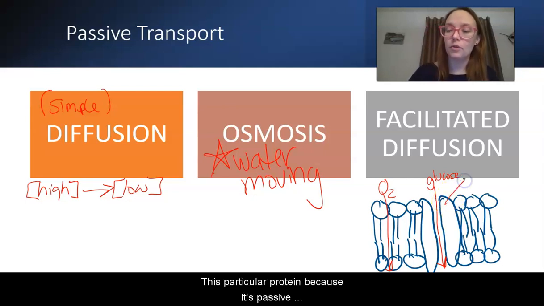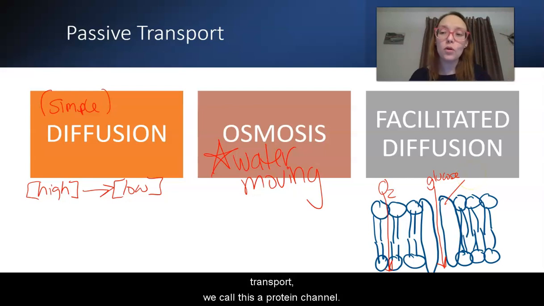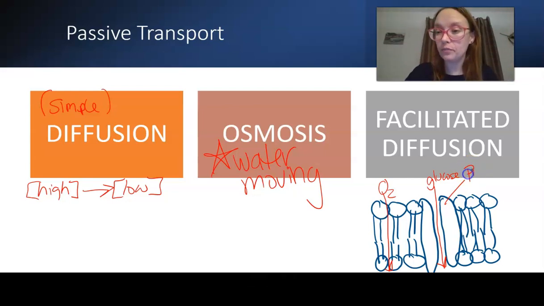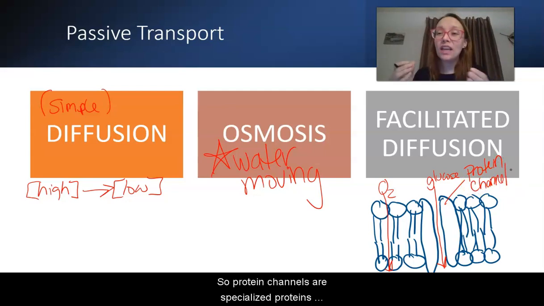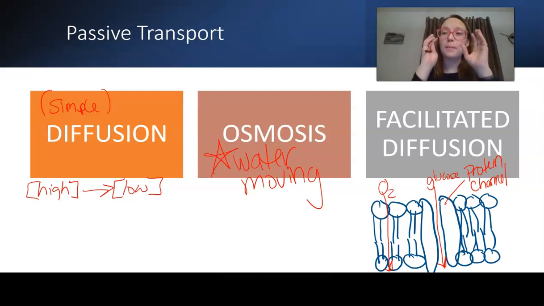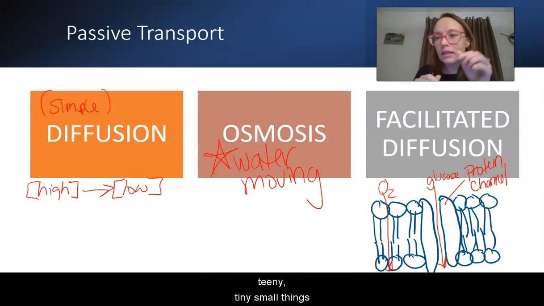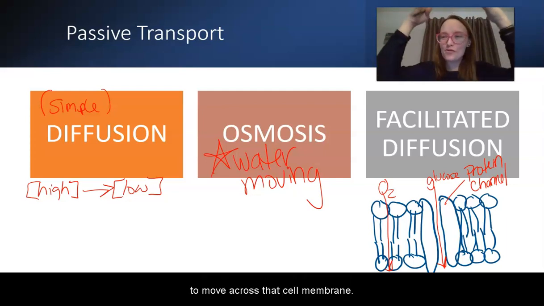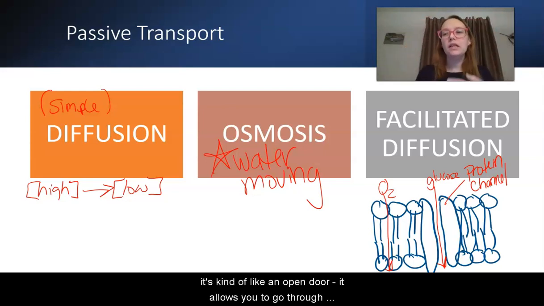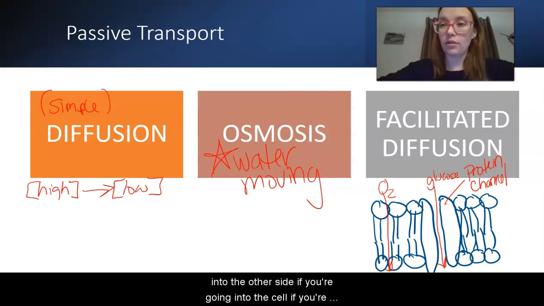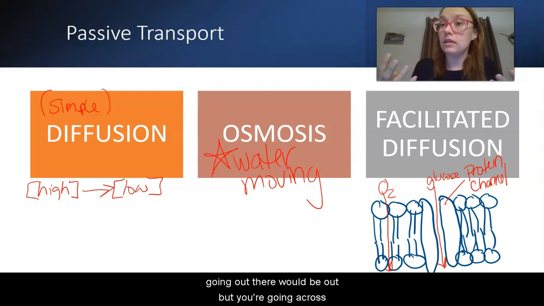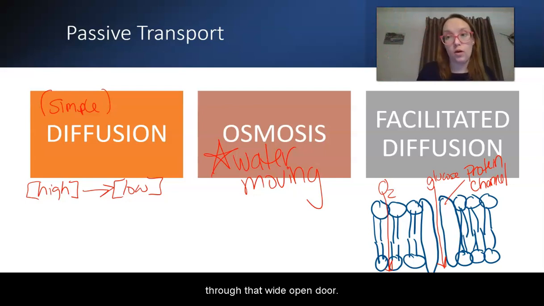This particular protein, because it's passive transport, we call this a protein channel. So protein channels are specialized proteins embedded into cell membranes that allow small but not teeny tiny small things to move across that cell membrane. It's kind of like an open door. It allows you to go through into the other side. If you're going into the cell, it would be into the cell. If you're going out, it would be out. But you're going across through that wide open door.